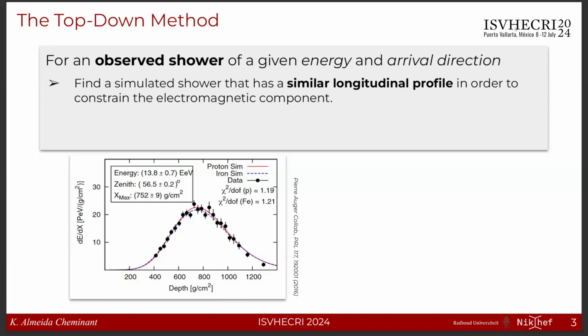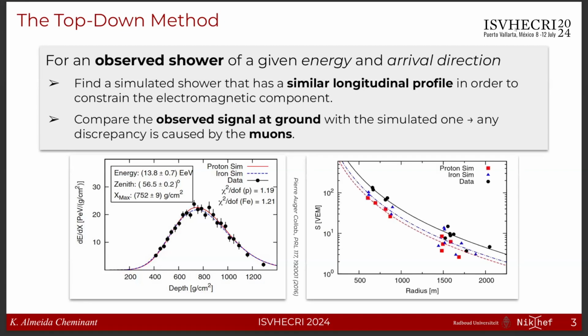Now, the top-down method is actually a very simple idea. The idea is to take a shower that you have observed, represented, for example, by those black data points here for the longitudinal profile of your shower, and you run simulations for any kind of primaries you're interested in, and you try to find a shower that best matches this longitudinal profile. By doing so, you'll be able to constrain the electromagnetic component and then look into the distribution of particles at the ground and compare the result from your simulations to the actual shower that you've used as an input.